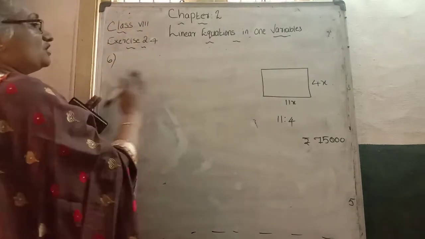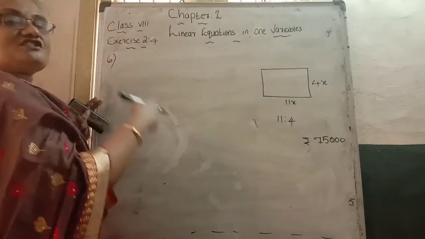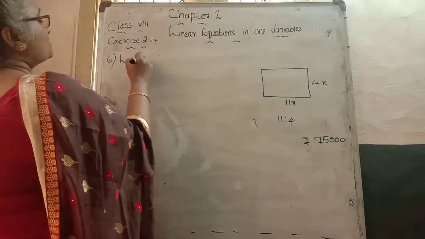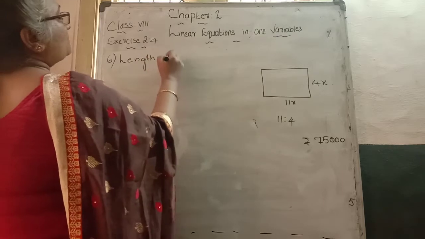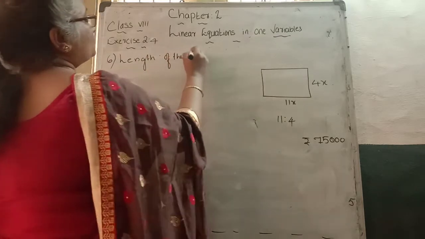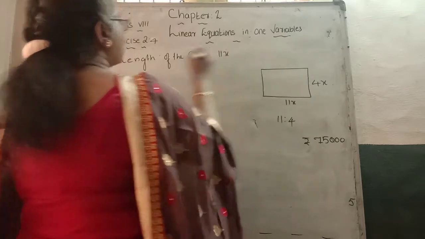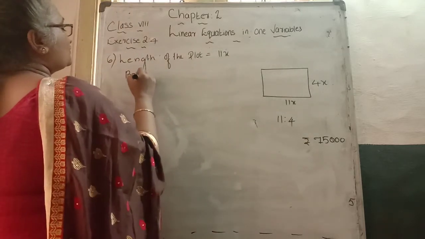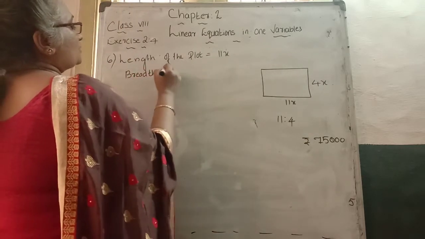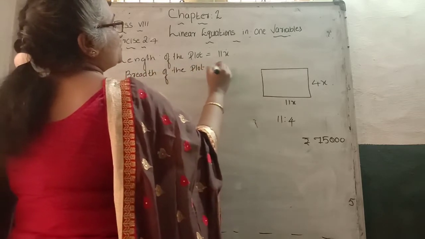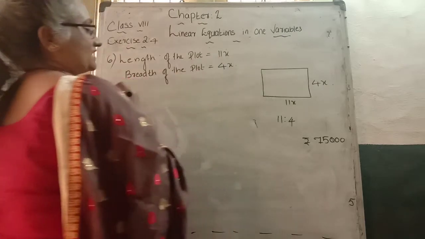First of all, we don't know how much the length is or how much the breadth is, but they are given as a ratio. So we can start with the length of the plot, which we consider as 11x. Then the breadth of the plot, given as ratio 4, we take as 4x.